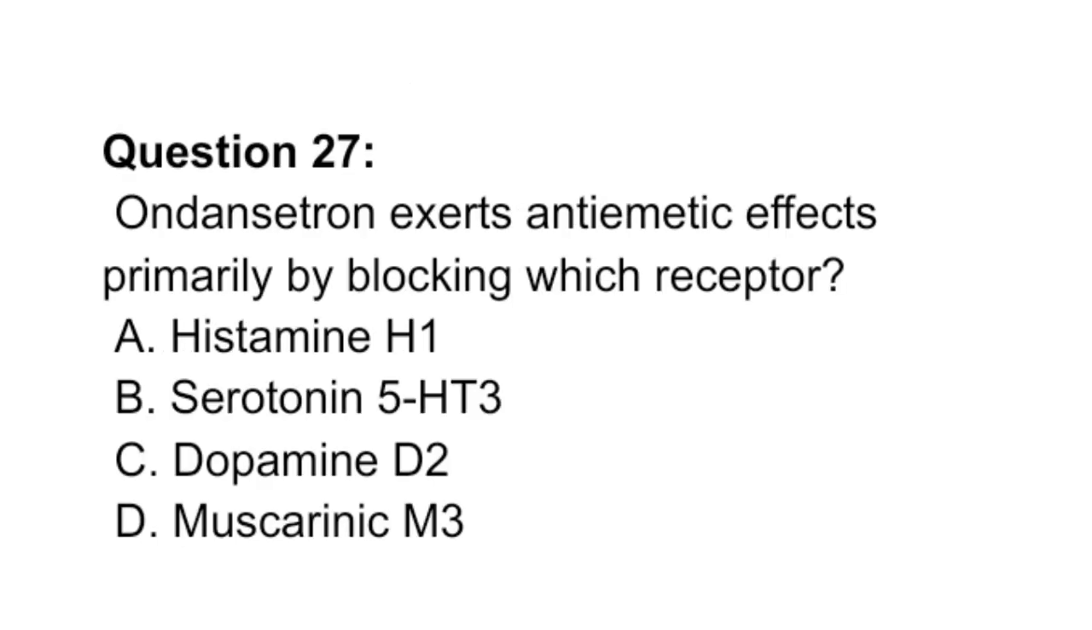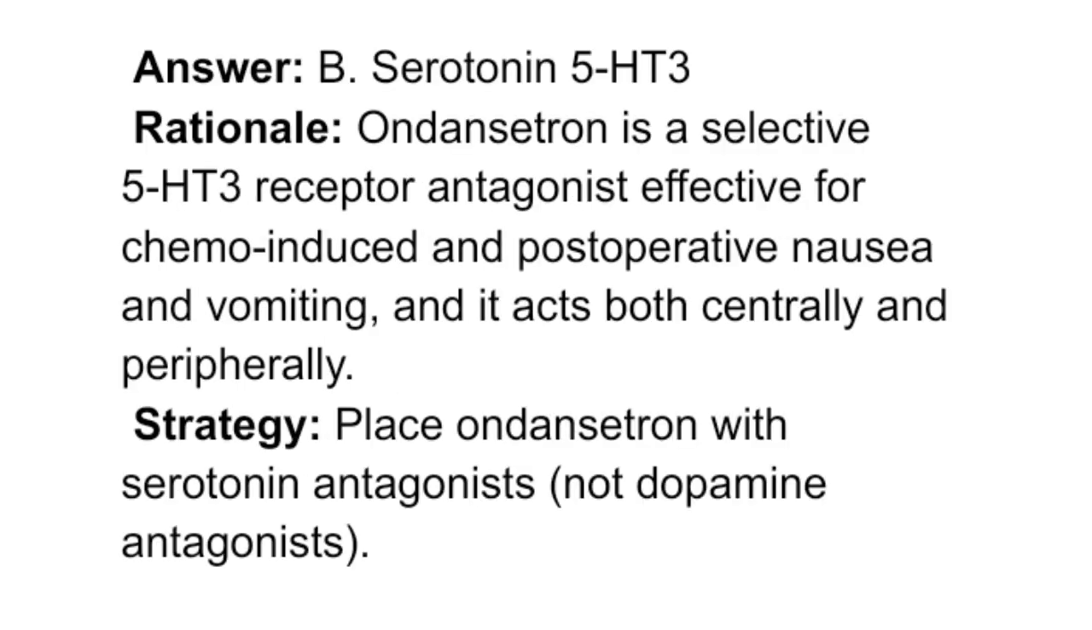Question 27. Ondansetron exerts antiemetic effects primarily by blocking which receptor? A. Histamine H1. B. Serotonin 5-HT3. C. Dopamine D2. D. Muscarinic M3. Answer: B. Serotonin 5-HT3. Rationale: ondansetron is a selective 5-HT3 receptor antagonist effective for chemo-induced and postoperative nausea and vomiting, and it acts both centrally and peripherally. Strategy: place ondansetron with serotonin antagonists, not dopamine antagonists.